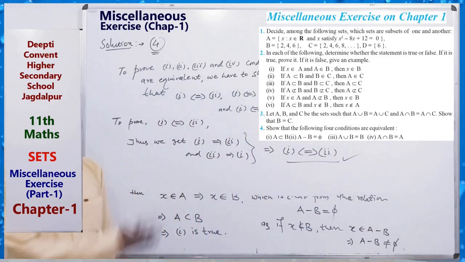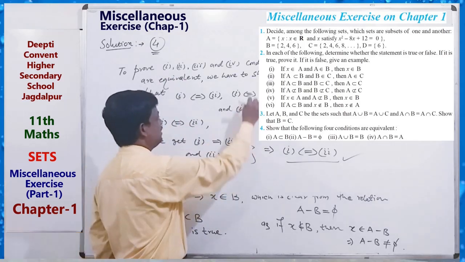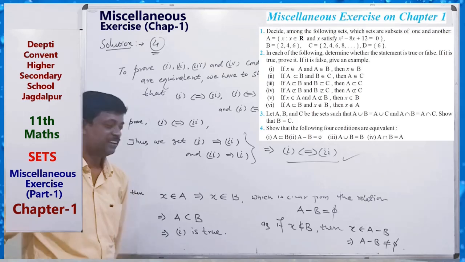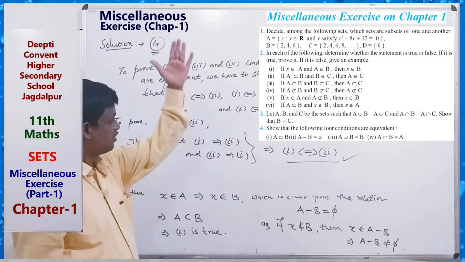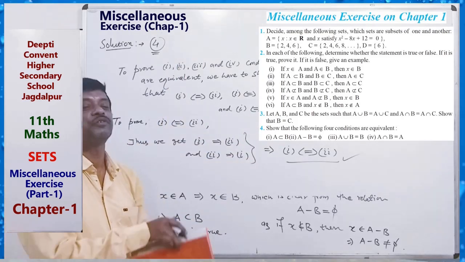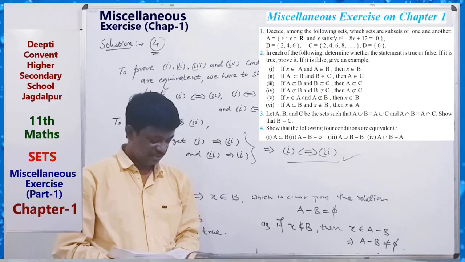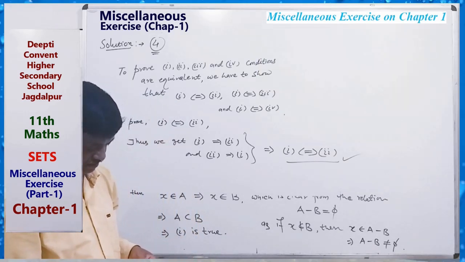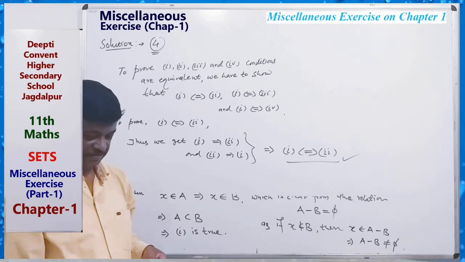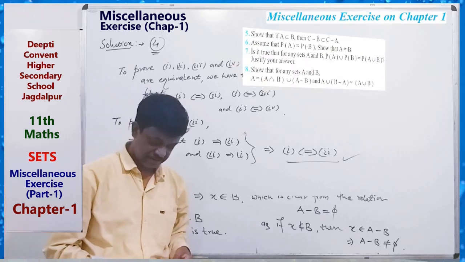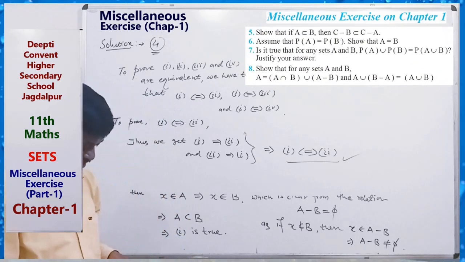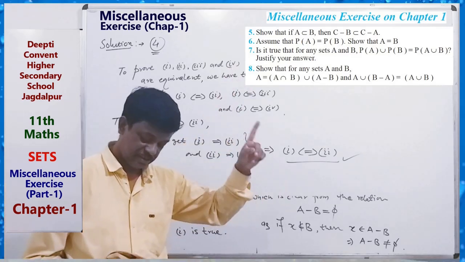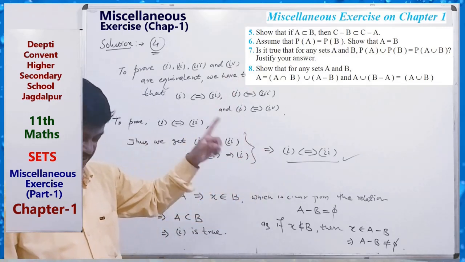Clear? Now the remaining ones, for your side, you have to solve in your copy: questions 1, 2, 3, 4 and also question 5, 6, 7. Clear?